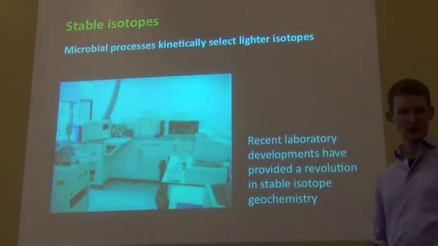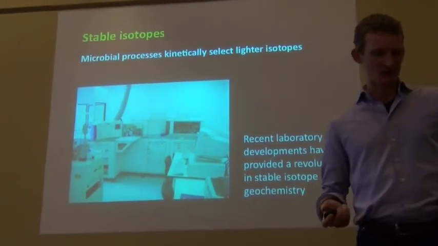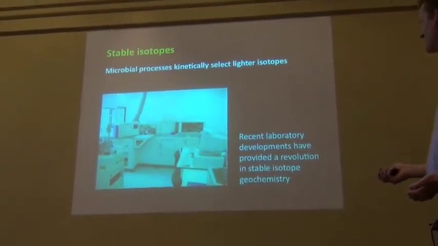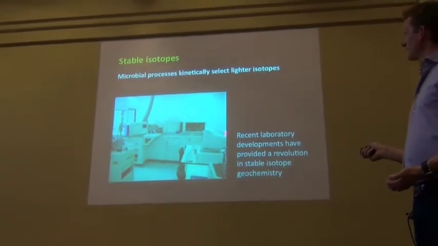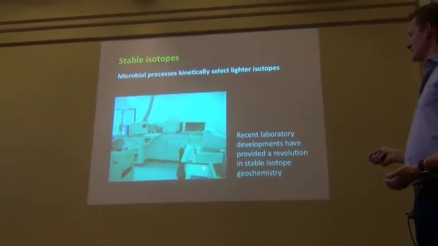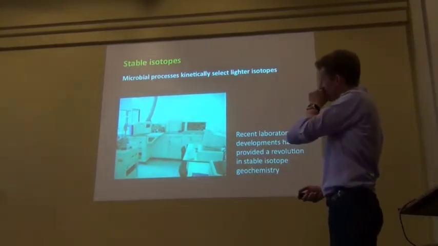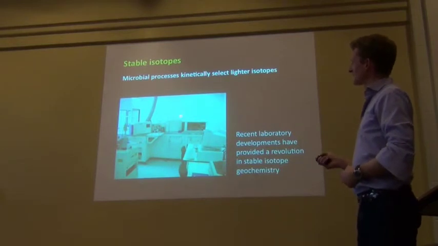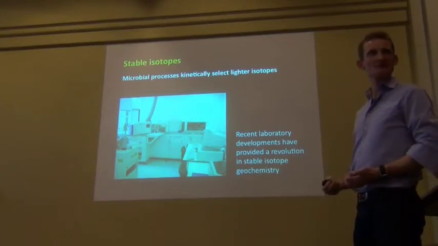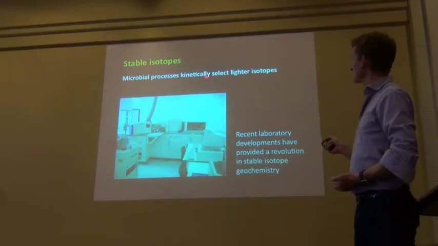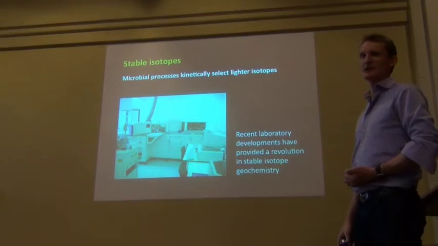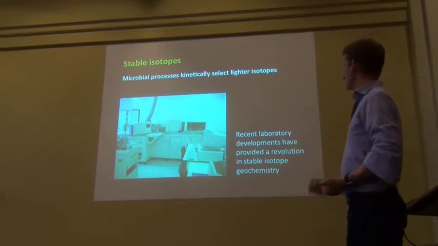Now we can measure these things in our labs, and our laboratories in the university look quite impressive. They're very big. And this is one of our labs. Well, this is actually not one of our labs, but it's a photograph I found. It looks very similar. What we can do in here is measure isotope ratios. Now, microbes, so bacteria, kinetically, that means that has something to do with speed, right? Select lighter isotopes. So they take lighter isotopes faster than heavier ones. And we can measure that using this big machine.